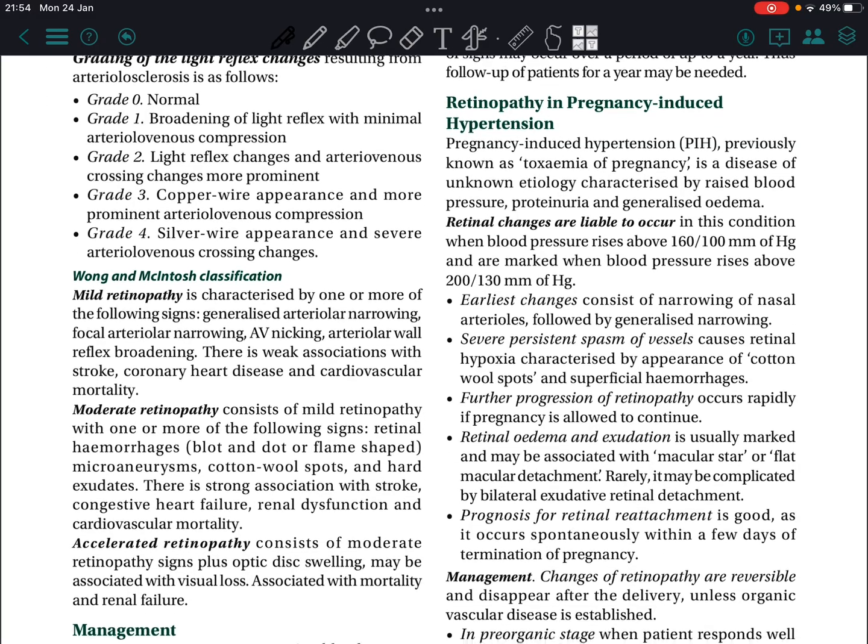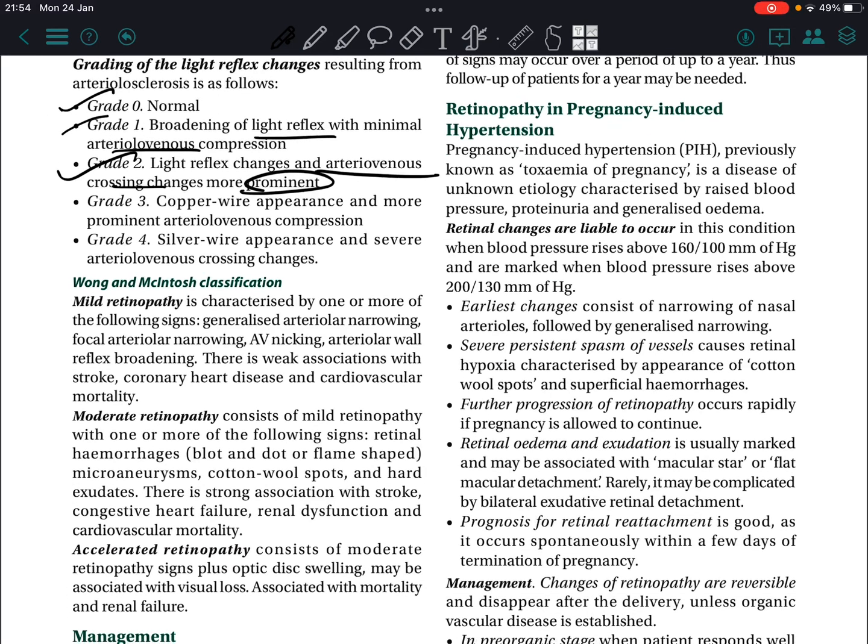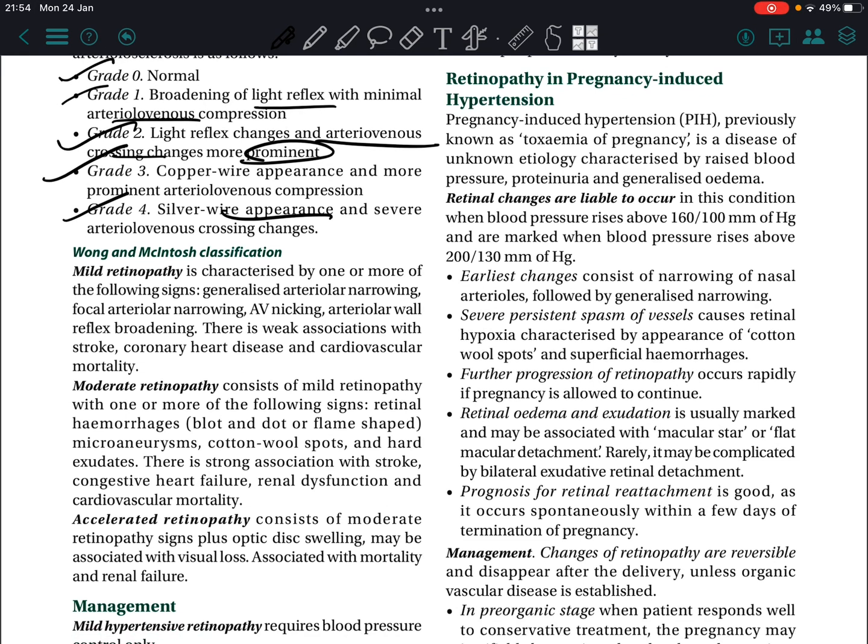Grade of light reflex changes stemming from arteriosclerosis. Grade 0, normal. Grade 1, broadening of light reflex with minimal arteriovenous compression. Grade 2, light reflex changes with arteriovenous crossing changes more prominent. Grade 3, copper wire appearance. Grade 4, silver wire appearance and severe arteriovenous crossing changes.